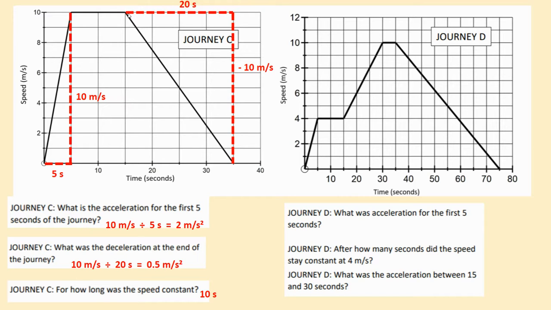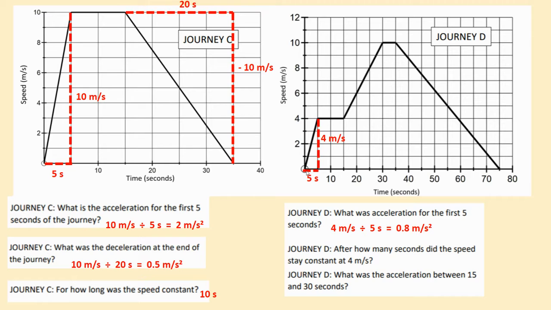Right, so we're going to have a look then at journey D. Journey D, what was the acceleration for the first 5 seconds? Again, we want to highlight that bit of information on the graph. The first 5 seconds is the first square, and in those 5 seconds, we were traveling up to a speed of 4 meters per second. So again, to calculate our acceleration, it's the change in y over the change in x. So it's 4 meters per second divided by 5 seconds, giving us 0.8 meters per second squared.